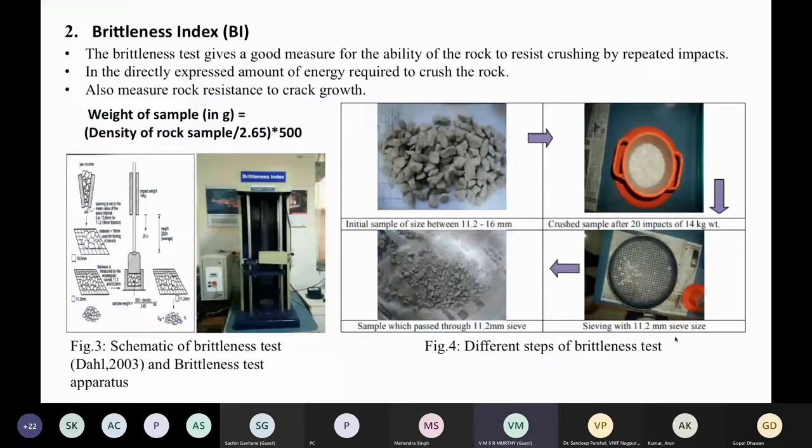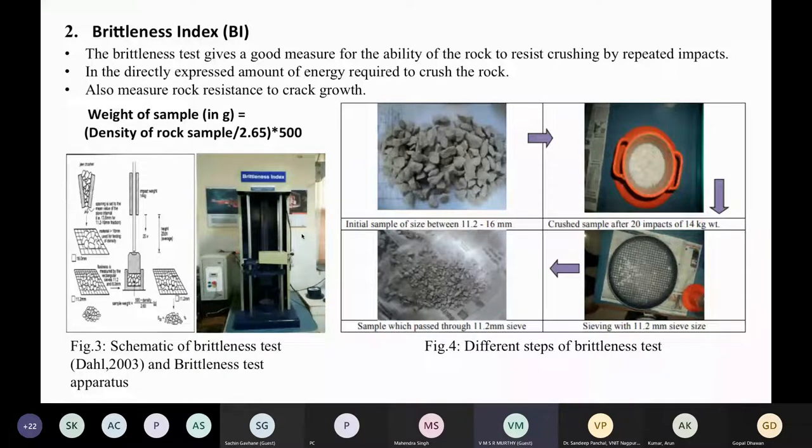Now, friends, I'll move to the next test that's called the brittleness index test. And this setup also has been fabricated at IIT ISM. We have designed this, and this is more or less similar to the Swedish brittleness index that's being used in the Norwegian Technological University and other places.